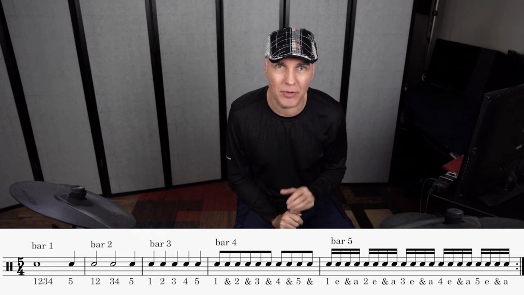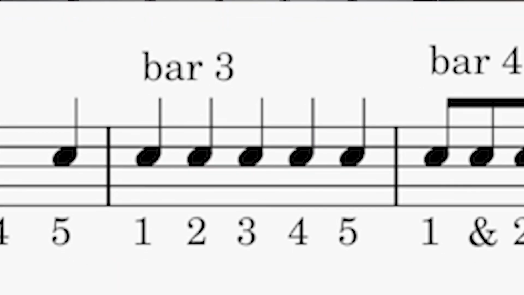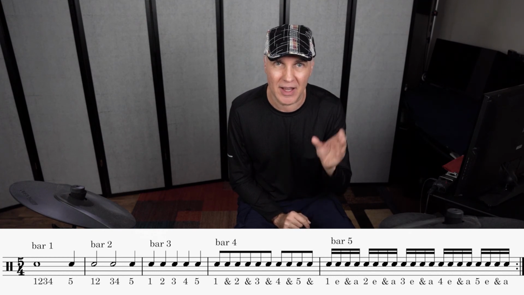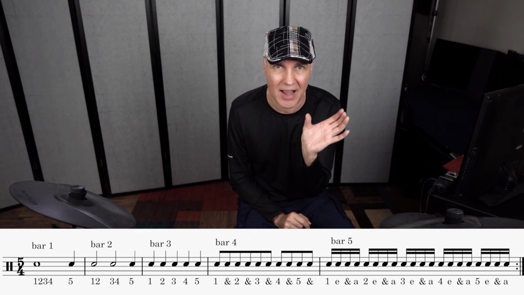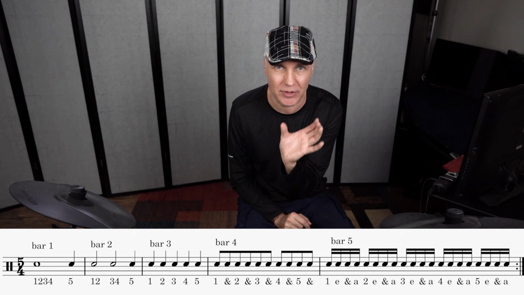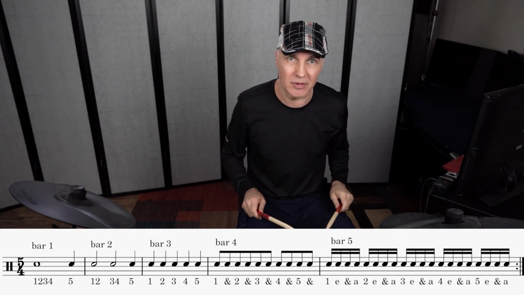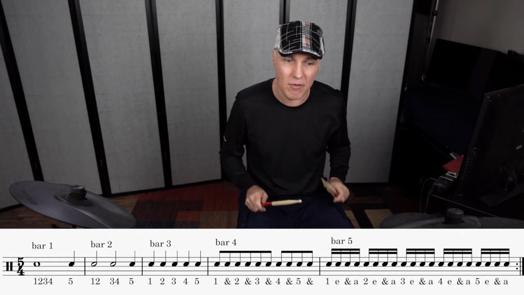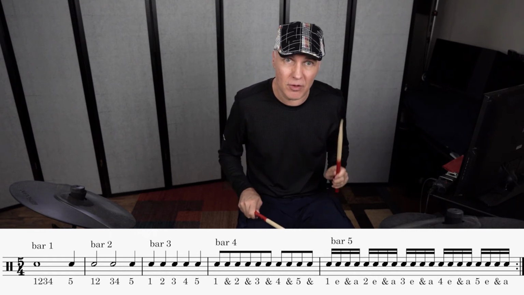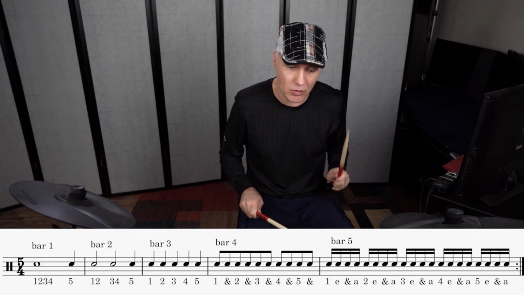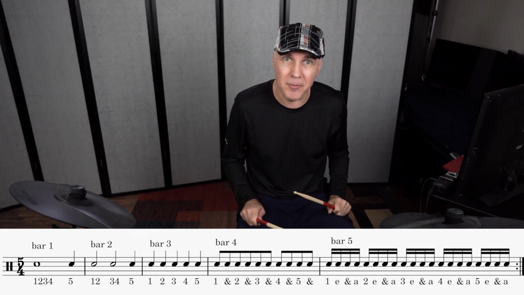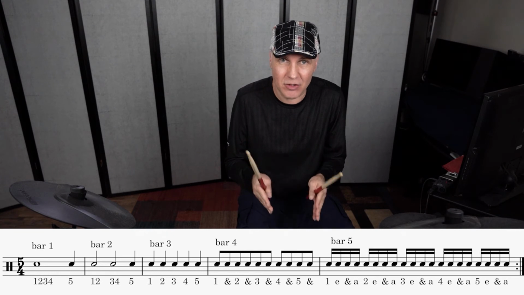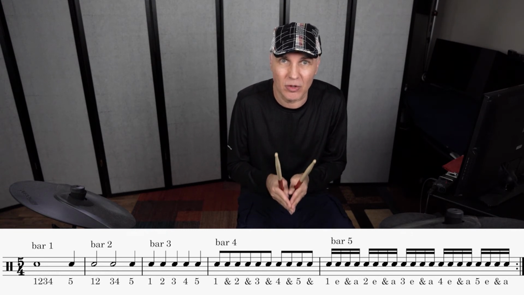Let's look at bar number 3. It has 5 quarter notes instead of 4 because we have 5 beats or 5 counts to each measure now. So, same value if we're in 1, 2, 3, 4, 5. You're just counting 5 instead of 4. 5 beats to the measure. Quarter note still gets the beat.